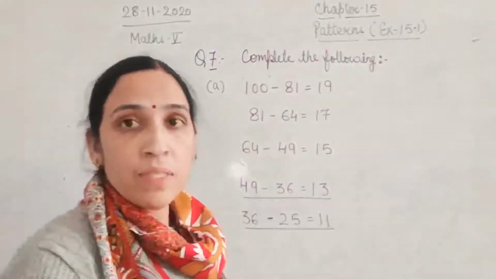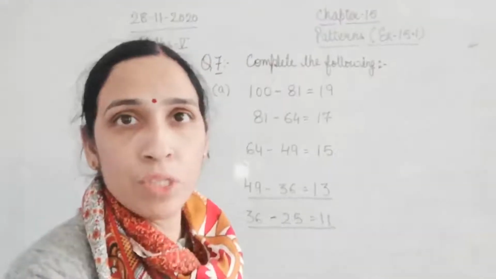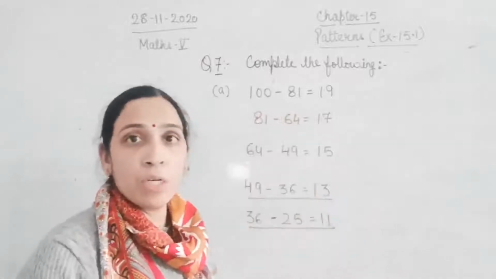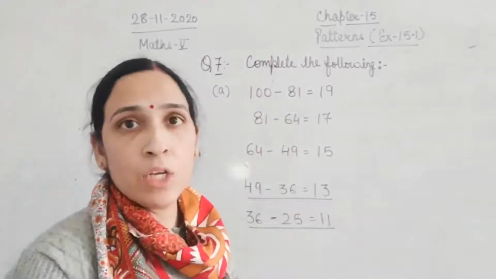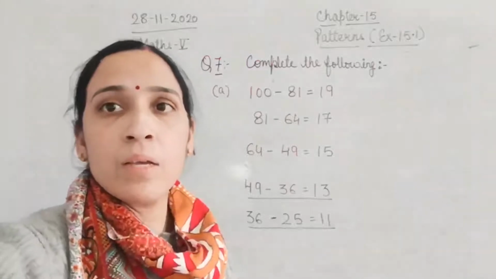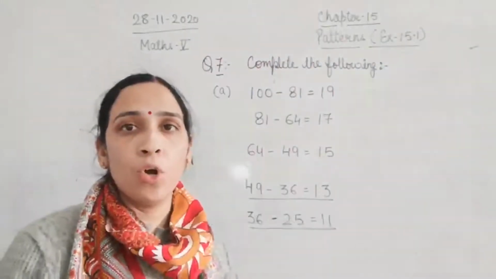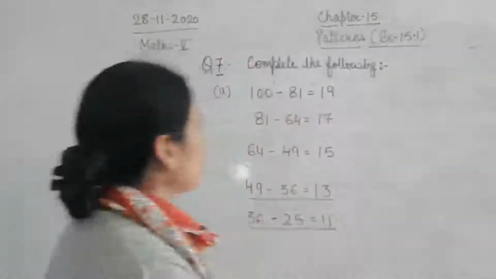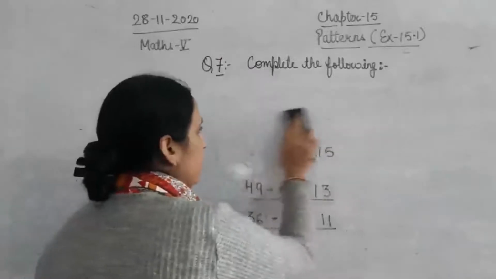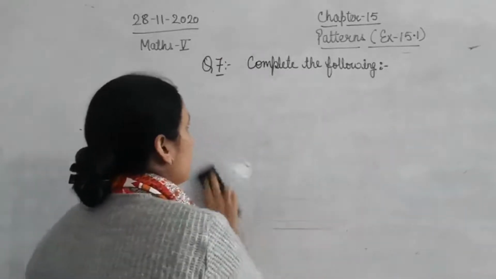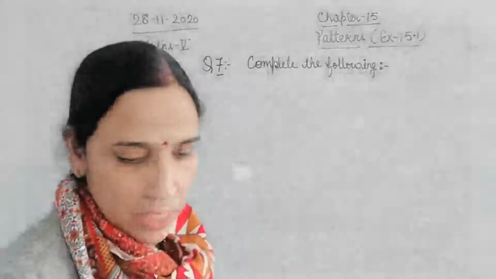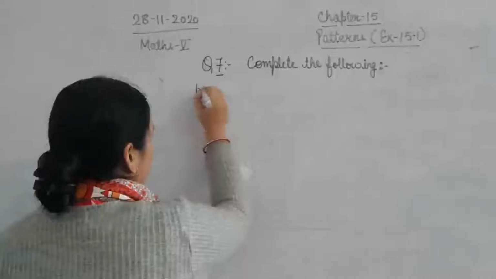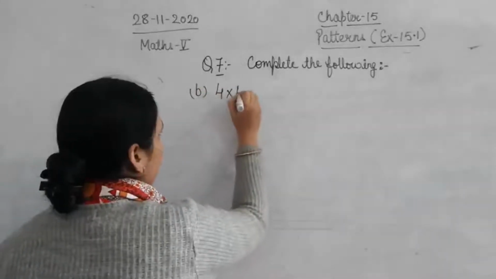So what we have understood in this question is how we will find it out if a property or a given series is given for completion. So here we are going to see B part of the same question, question number 7 of exercise 15.1. Now B part is what? B part is 4 multiplied by 4.